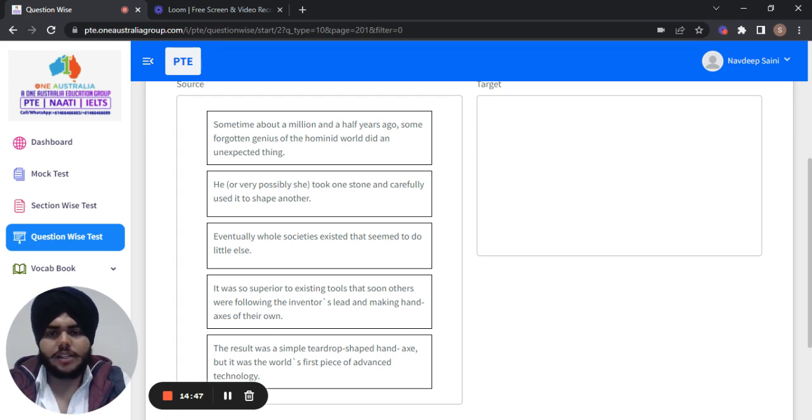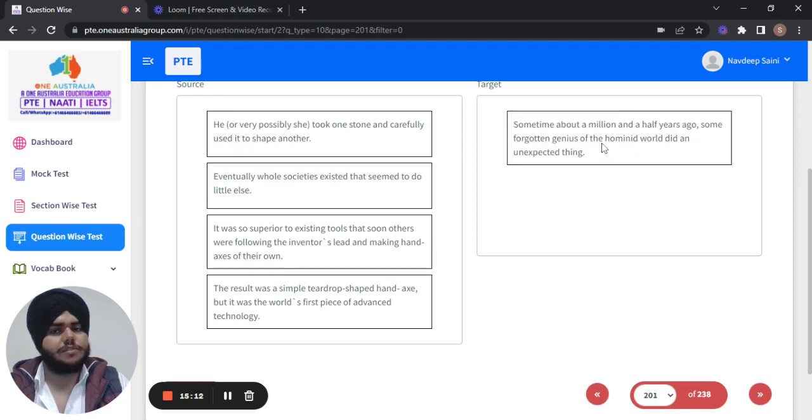Eventually, whole societies existed that seemed to do little else. This won't be the independent line because it says eventually, right? It was so superior to existing tools that soon others were following the inventor's lead and making hand axes of their own. The result was a simple teardrop shaped hand axe, and it was the world's first piece of advanced technology. So I think this is the first line.